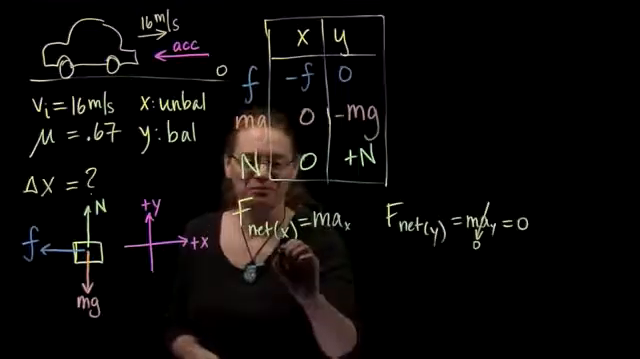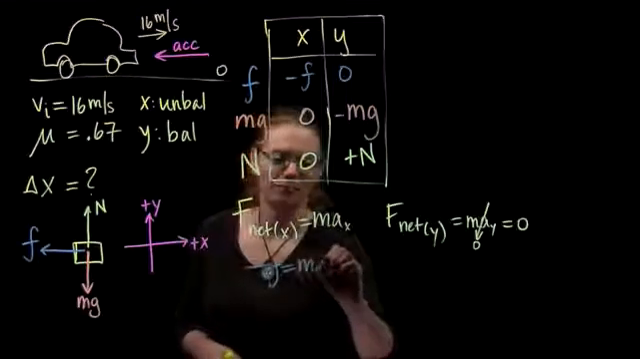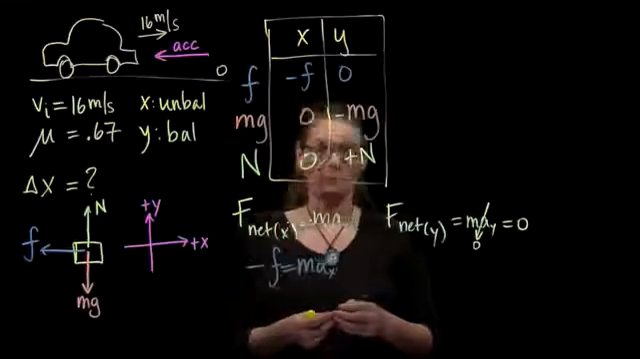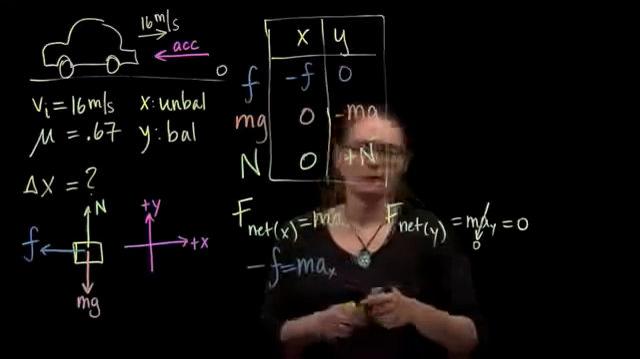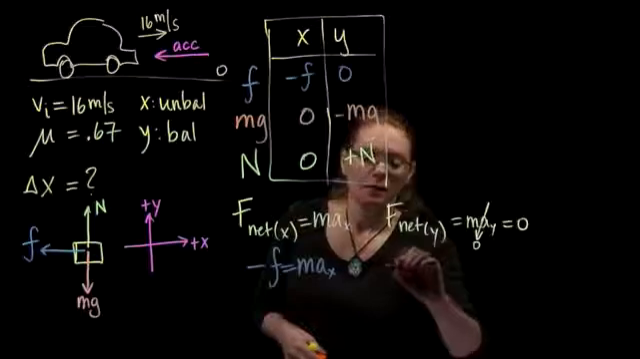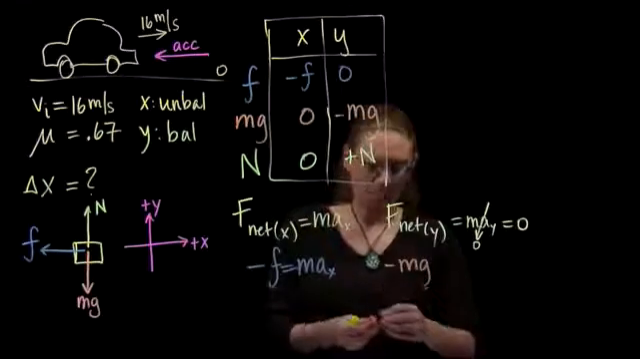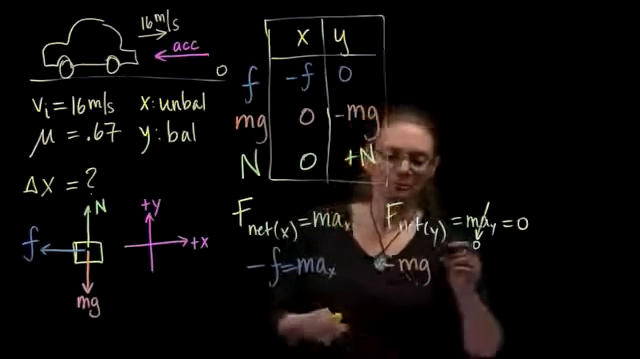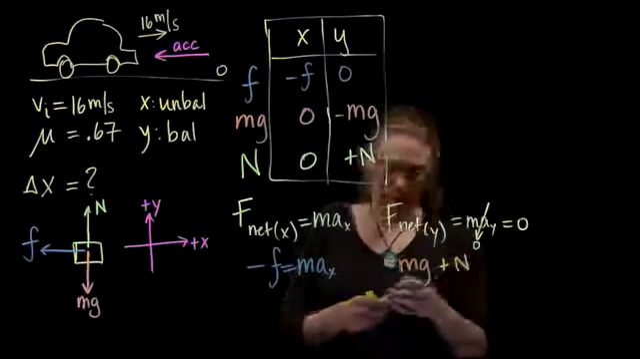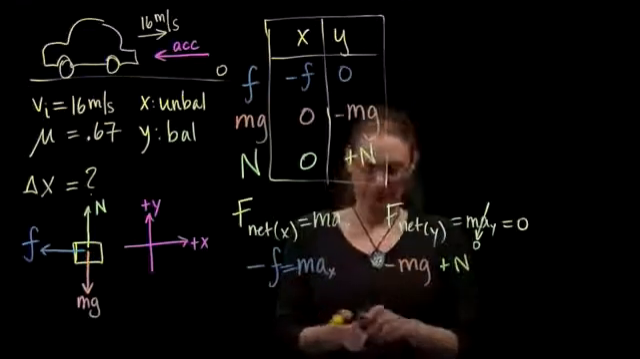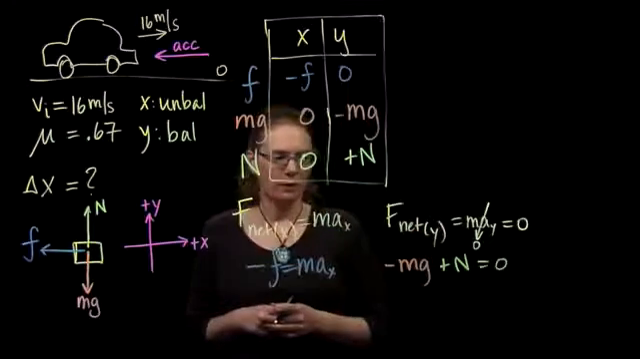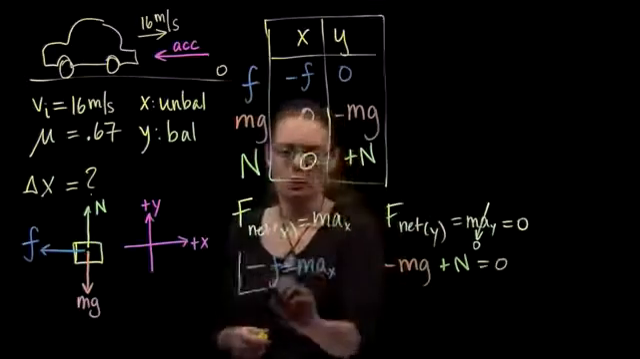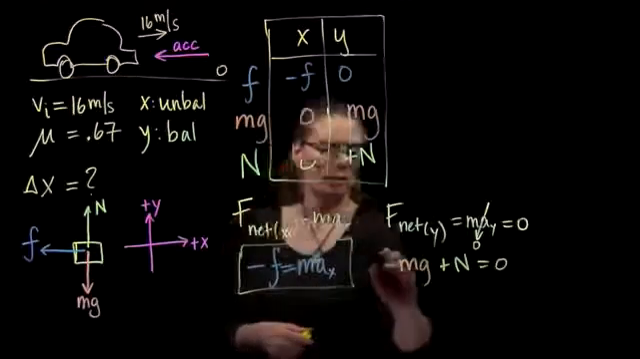There's one force. Negative friction equals ma. That was very easy. In the other direction, we've got two forces. I've got a negative mg and a positive normal force, and I'm just going to set those equal to 0. Okay, this is a pretty straightforward one in terms of the forces.